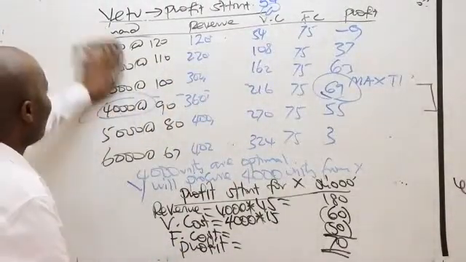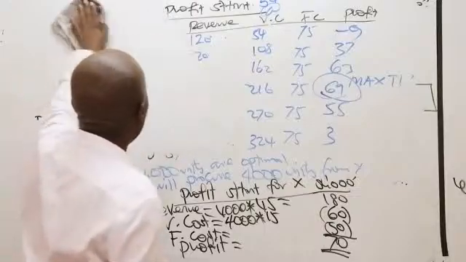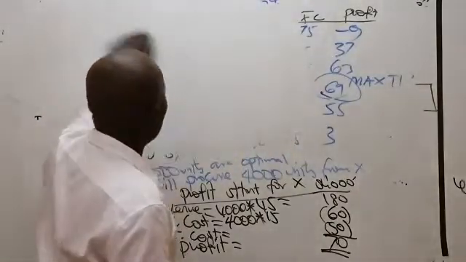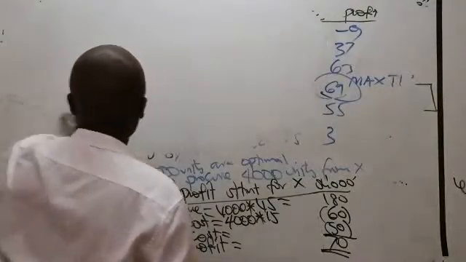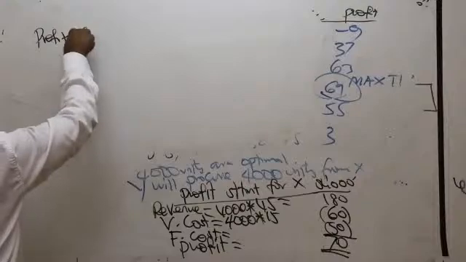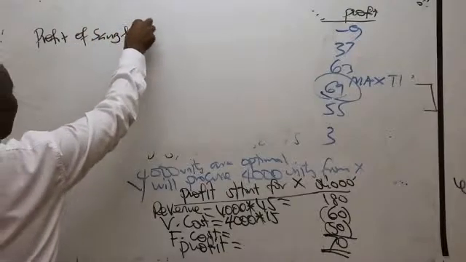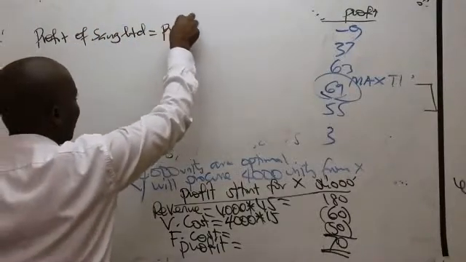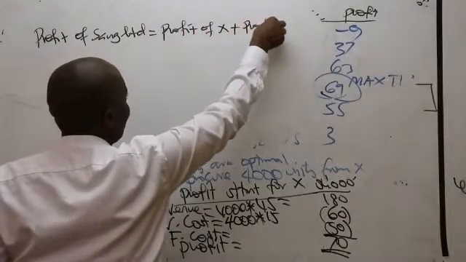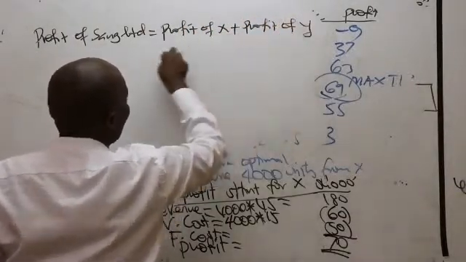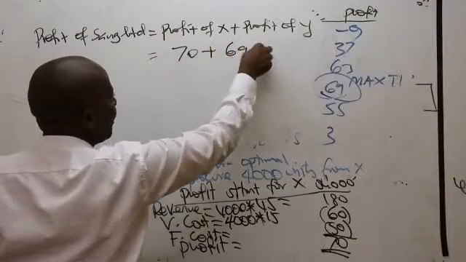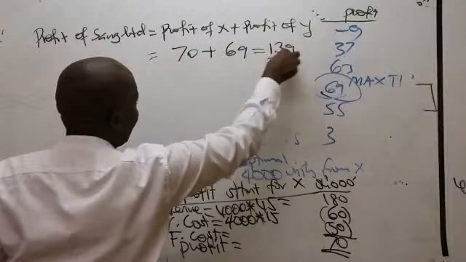And therefore, ladies and gentlemen, the profit of Sang Limited will be equal to the profit of X plus the profit of Y, which will be equal to 70 plus 69, which gives us 139.